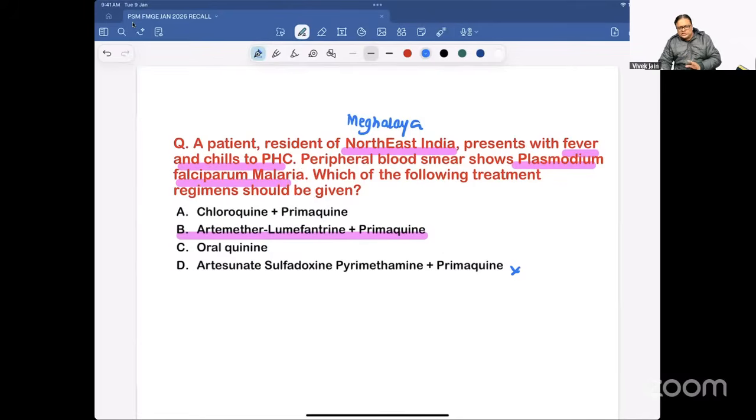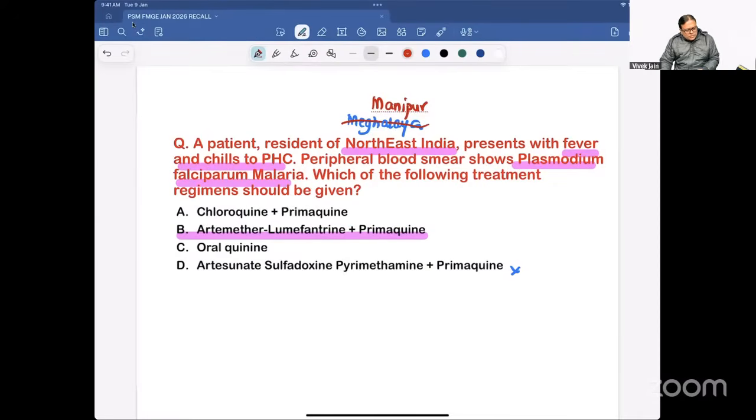I'm sure dosages must not have been asked because in your exam, generally for anti-malarial drugs, they usually go for the name of the drug. Okay, Manipur was mentioned, not Meghalaya. Okay. So any northeastern state, the answer remains the same. Answer remains same. Right, great.